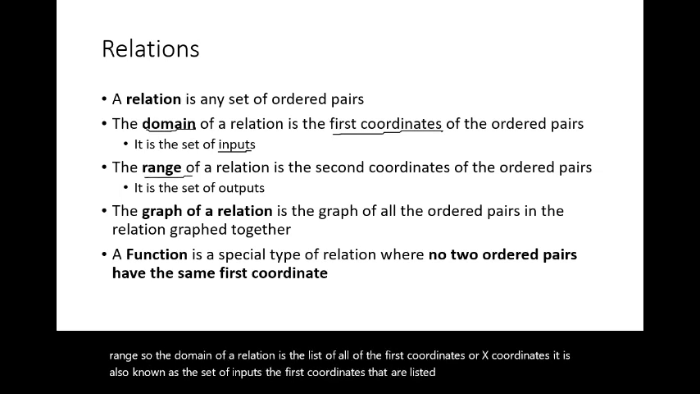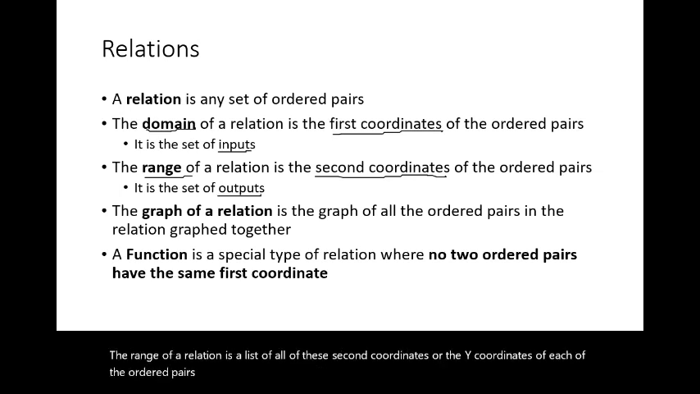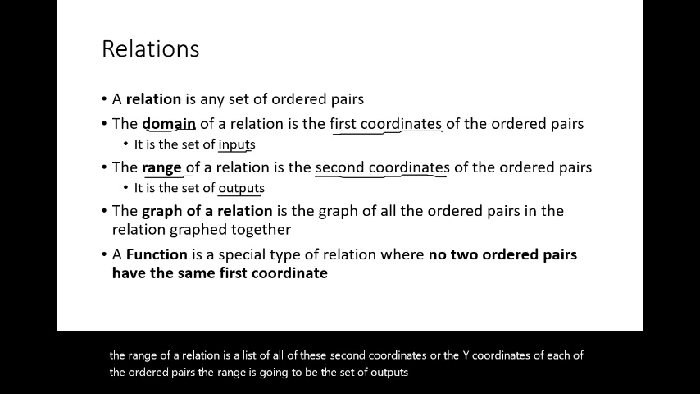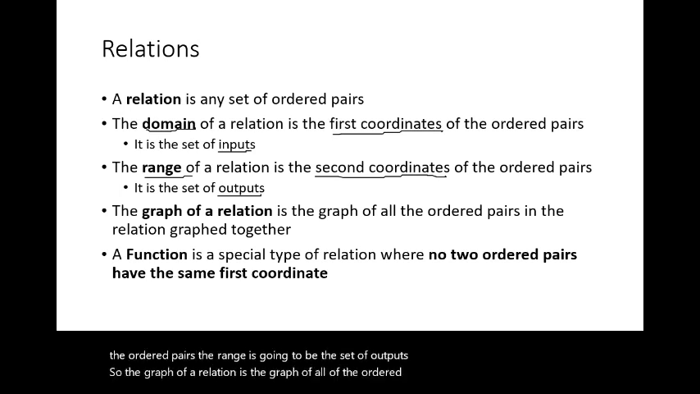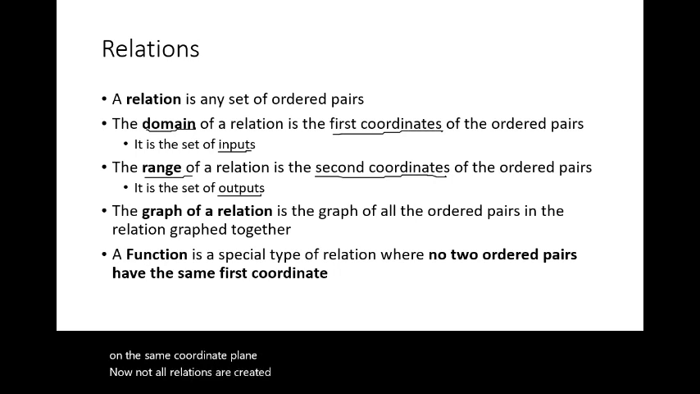The range of a relation is a list of all of the second coordinates, or the y-coordinates, of each of the ordered pairs. The range is the set of outputs. So the graph of a relation is the graph of all of the ordered pairs in the relation graphed together on the same coordinate plane. Now, not all relations are created equal. There are different types of relations. A function is a very special and very important type of relation.